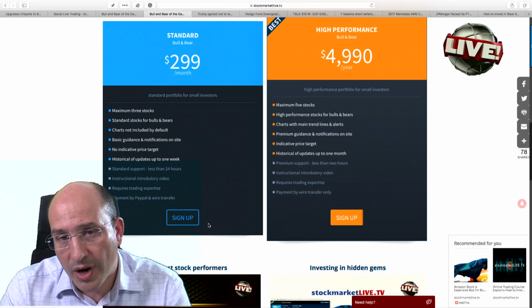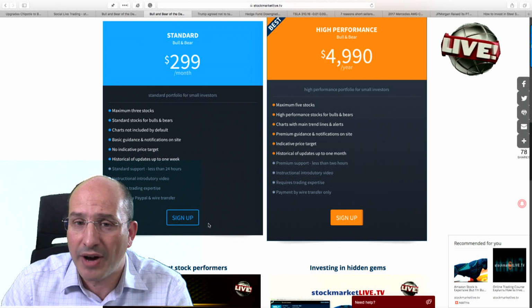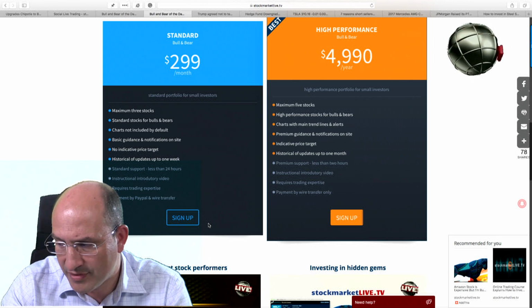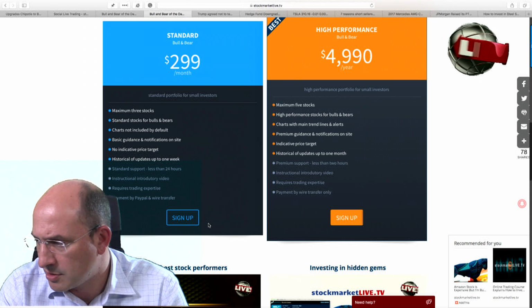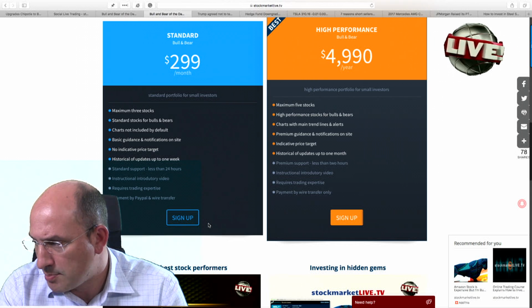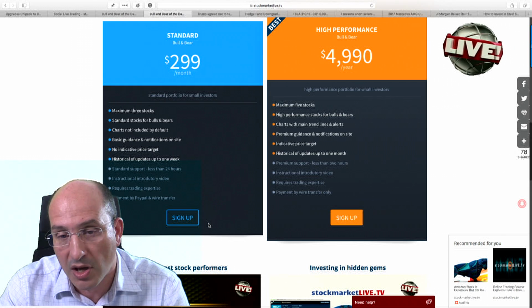Number one, you have more stock picks in the high performance plan. You have there a maximum of 5 stocks. In fact, we have more than 5 stocks, we have 6. We are not obliged to go above 5 stocks, but I believe that there are currently 6 stocks. Standard stocks for Bull and Bears, high performance stocks for Bull and Bears. It is a very important difference.